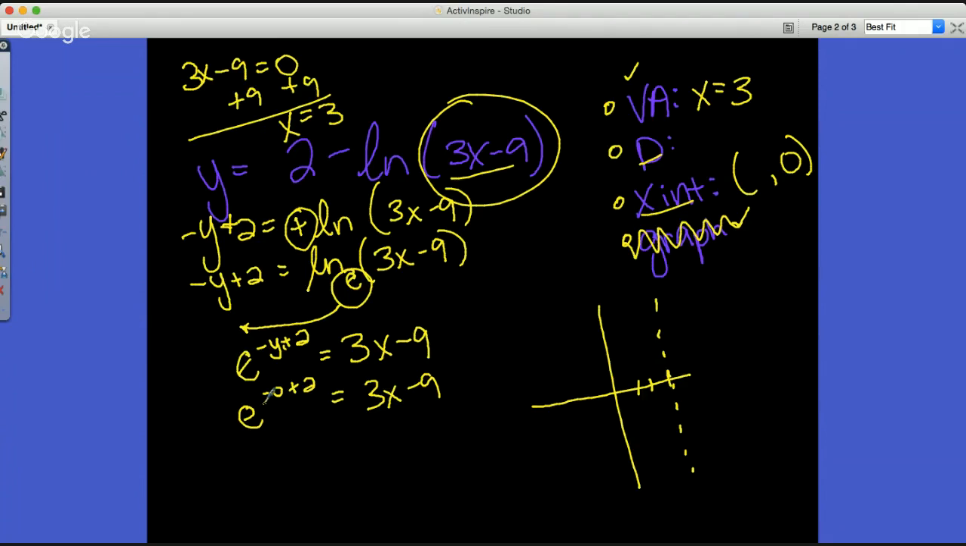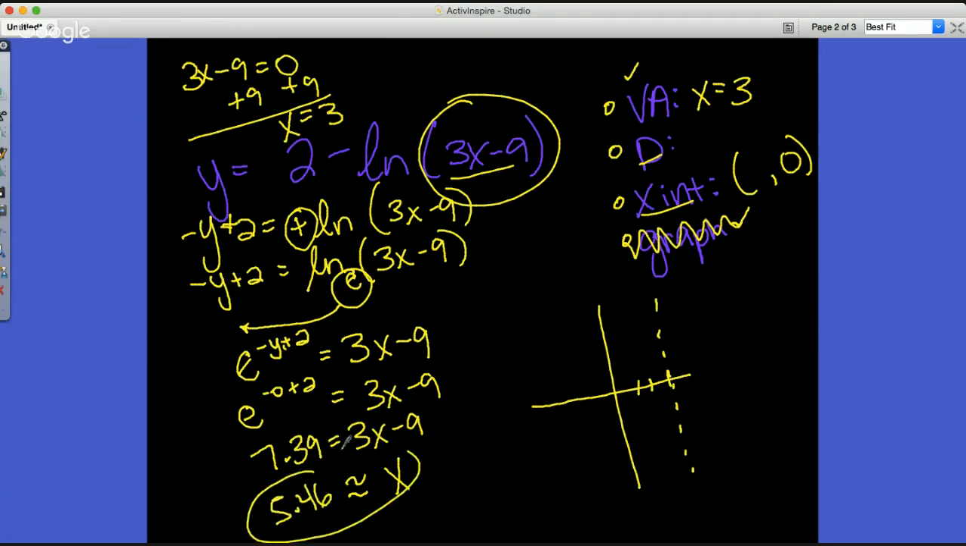So once I get e to the second, I put that in, and I get approximately 7.39 equals 3x minus 9. So I'm going to add 9, and then I'm going to divide by 3. And I got about 5.46. So x is approximately 5.46. And that right there is what I would have for my x-intercept.